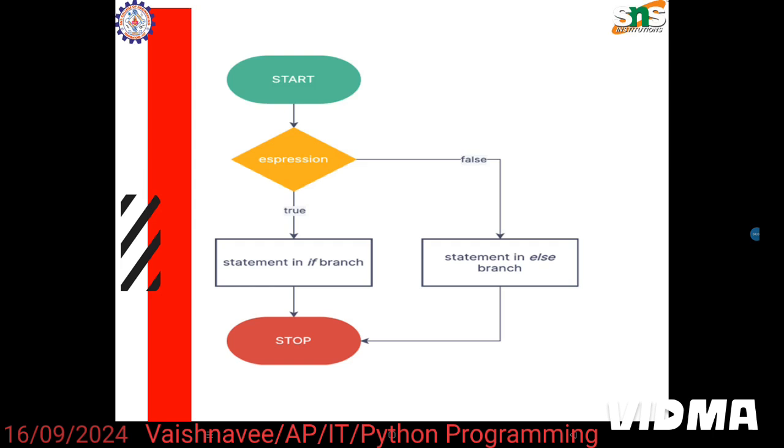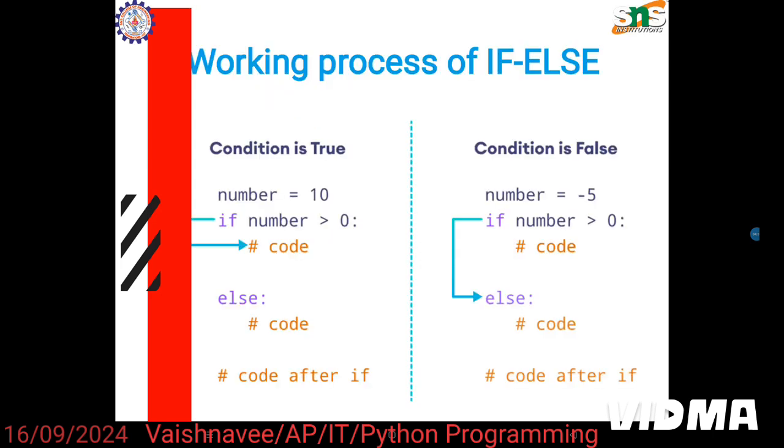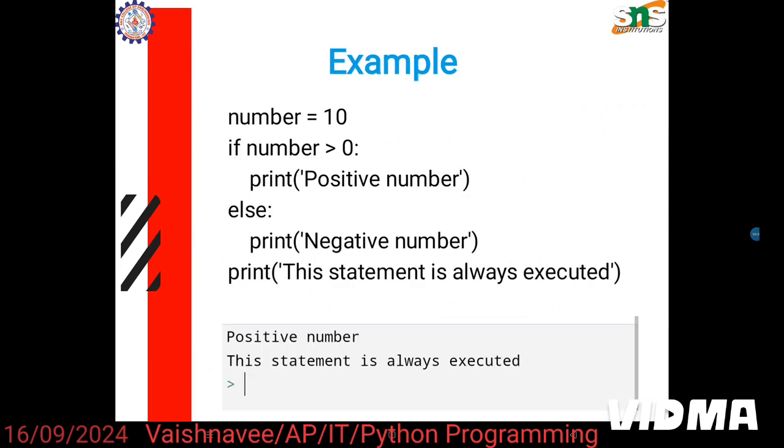Similarly, start, it will have an expression. If it is true, it will execute the statement in the if branch. If it is false, it will execute the statement in the else branch. So here number is equal to 2. If number is greater than 0, it will execute the code in the if statement because it is true. In the second scenario, on the right side, number is equal to -5. If number is greater than 0, it is not greater than 0, so the condition is false, so it will execute the code in the else statement.